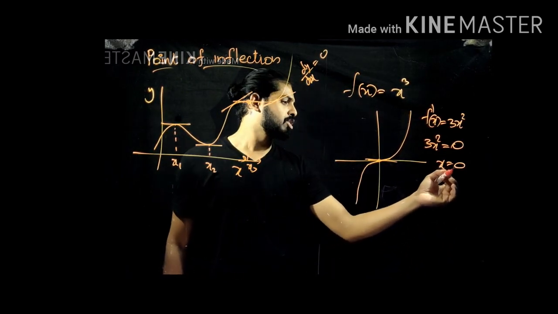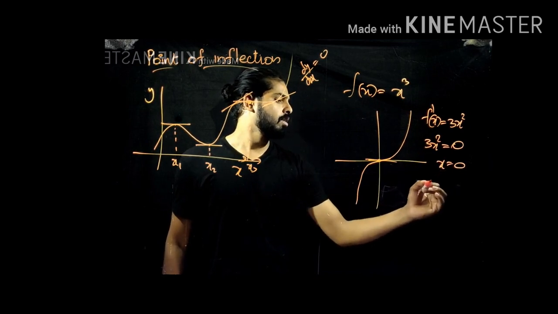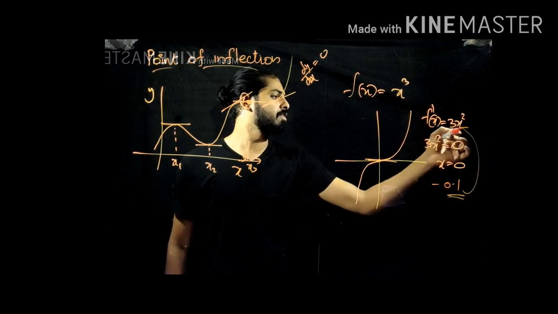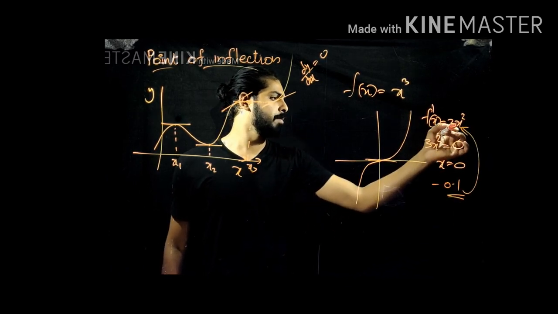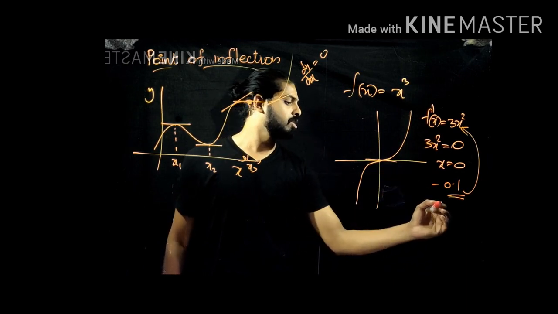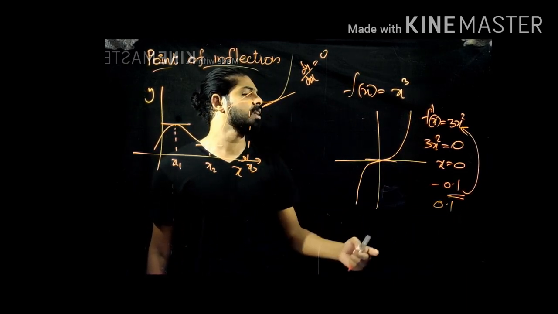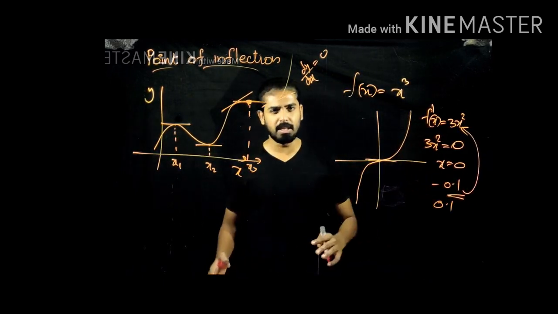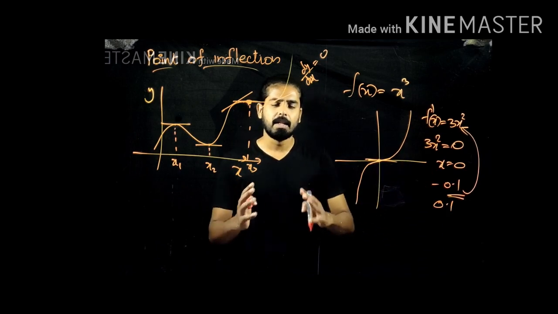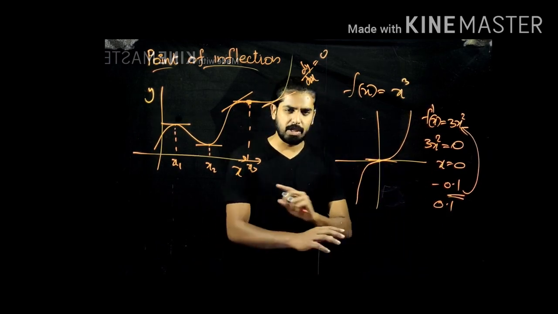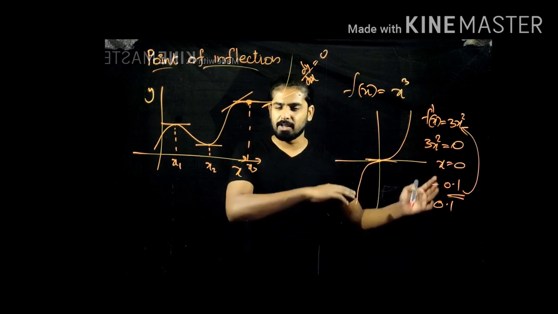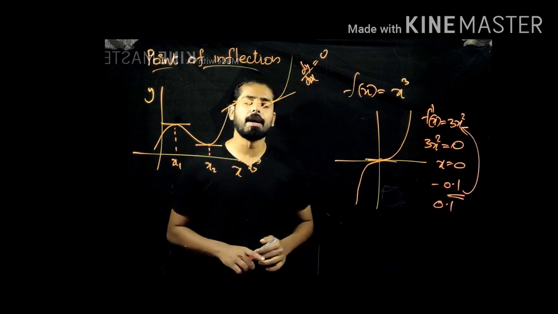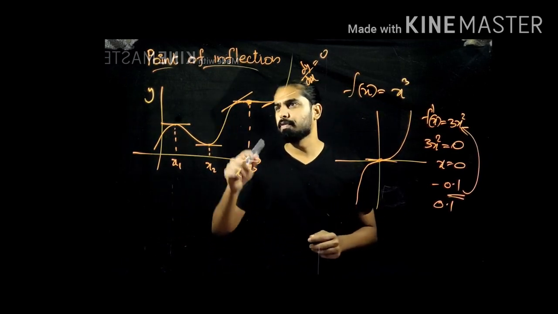Take a value close to the left of 0, let's take negative 0.1. If we substitute here, we will get a positive value, right? Because here it is a square. And if you take positive 0.1, again you will get a positive. That means the derivative is not changing its sign from positive to negative. It is positive, then again positive. So it is not changing its sign while taking the value of x from left to right. That means this point is a point of inflection. So it is clear, this is a point of inflection.